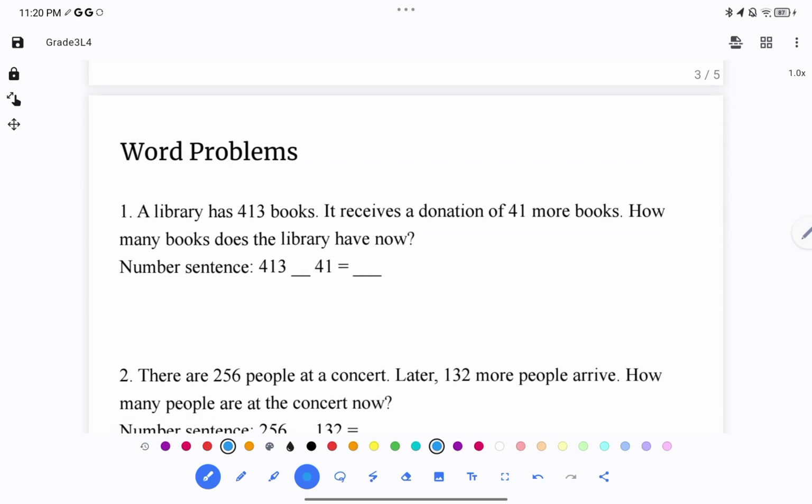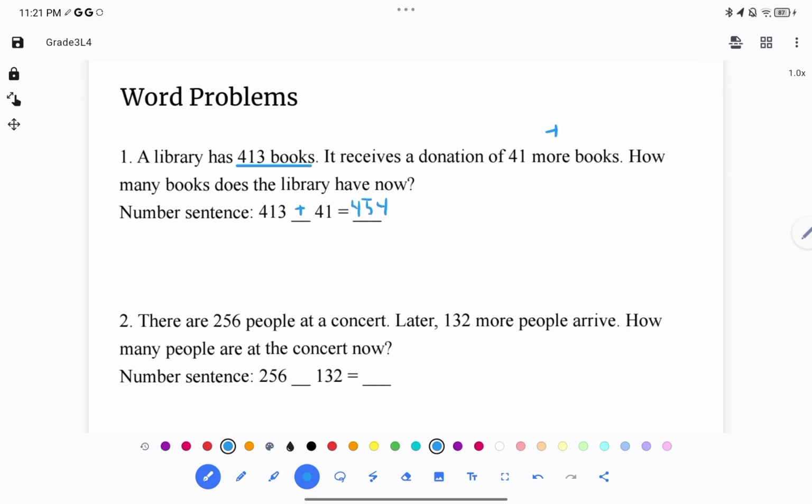Okay, a library has 413 books. It receives a donation of 41 more books. How many books does the library have now? Alright, well, more usually means plus, so 413 plus 41 is equal to 454. So we start off with 413 books, we add 41 new books, and we get 454.